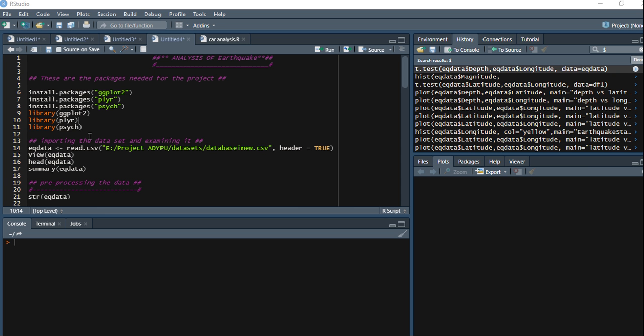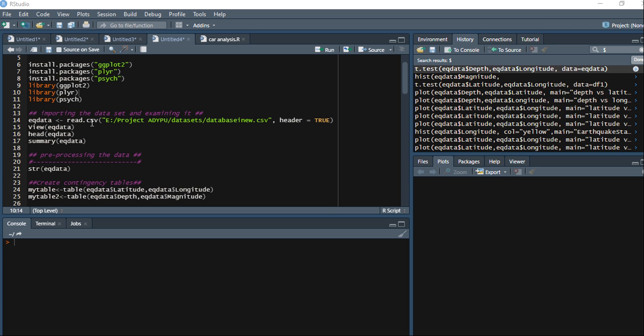The next package is psych. Let us have a look at what psych is. The psych package is a package for personality, psychometric, and psychological research. It has been developed to include the functions mostly used for personality and psychological research. Some of the functions are, for example, read.file, read.clipboard, describe, pairs.panels, error.bars, etc. So here we have called the libraries of ggplot2, plyr, and psych.